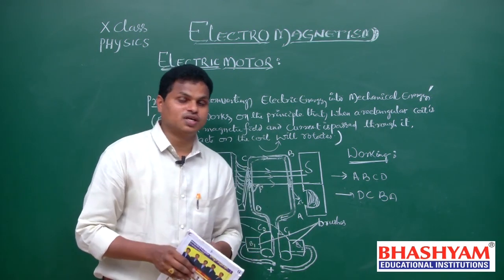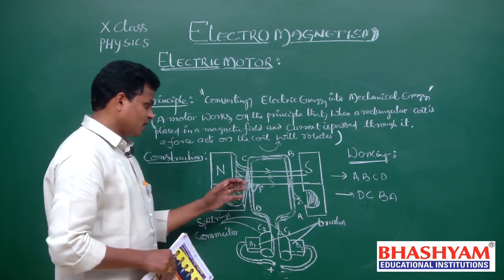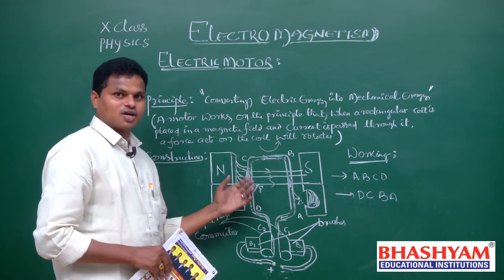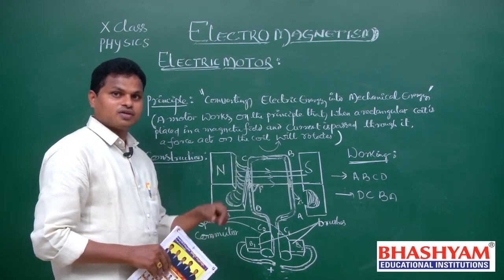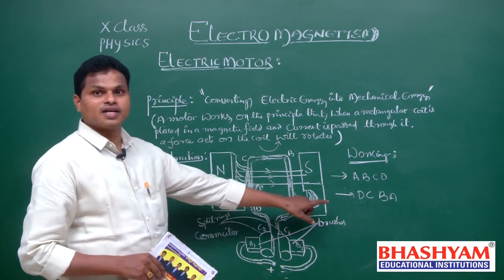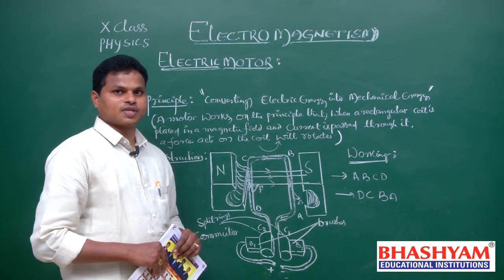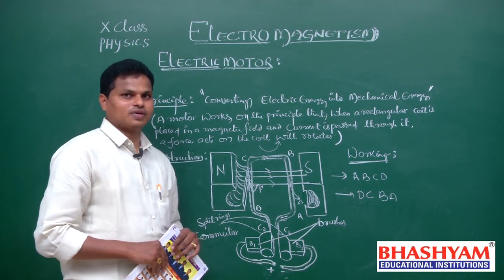So what you understood is that when a current carrying coil is placed in a magnetic field, the coil rotates continuously because the direction of current is reversed for every half rotation. This is the working of an electric motor.